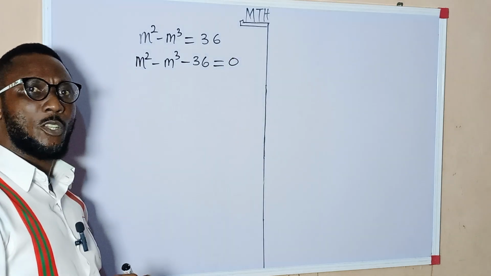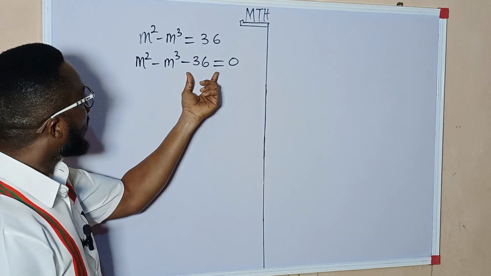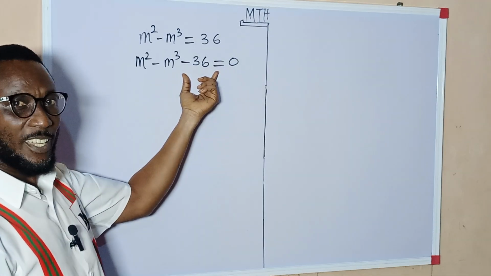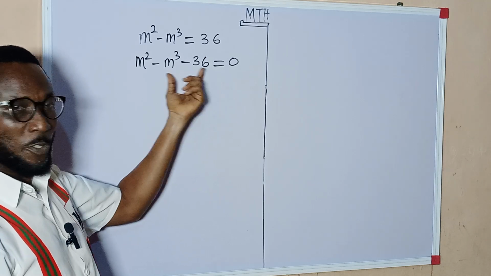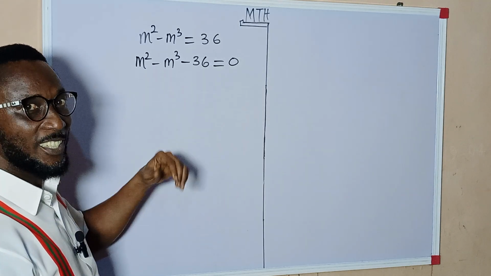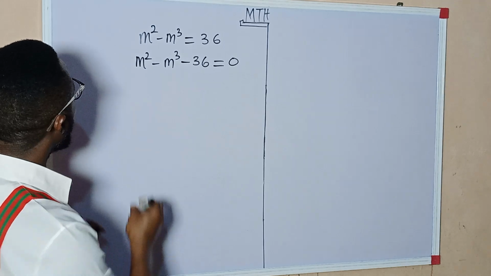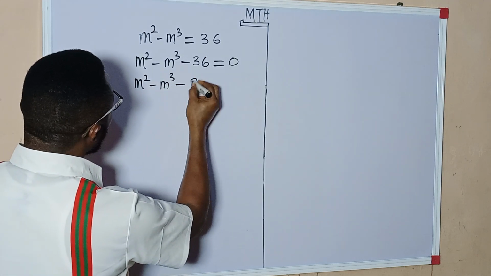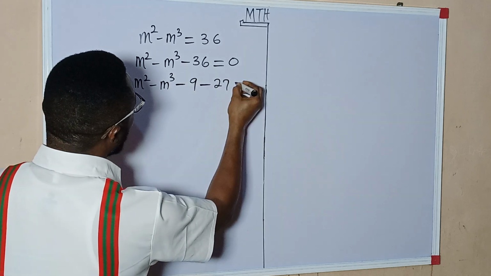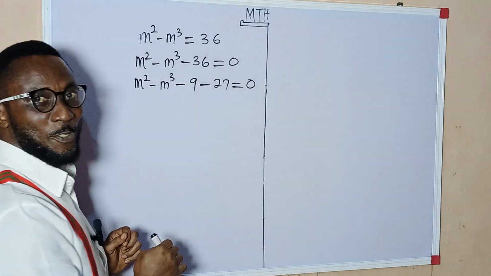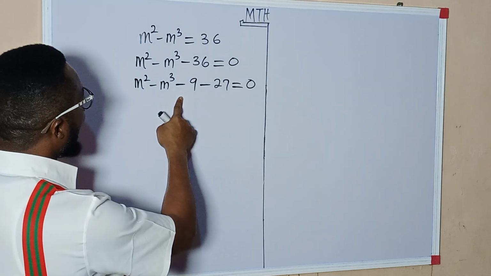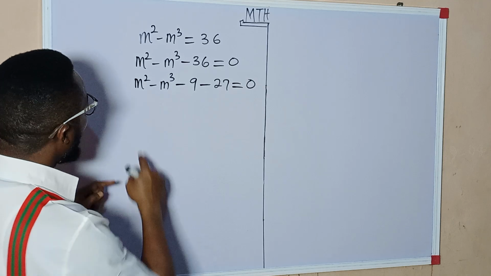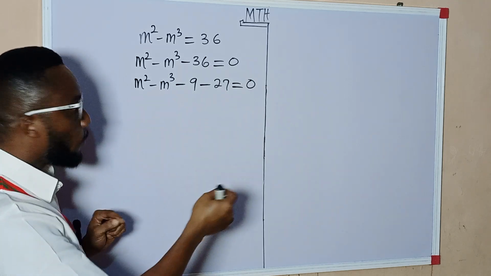Because of the peculiarity of this problem, I can actually split 36 into two numbers, one a square number and the other a perfect cube, such that it will fit perfectly to this problem. So we are going to write m squared minus m cubed minus 9 minus 27 equal to 0. You can see that if we add negative 9 and negative 27, we have negative 36. So you can begin to see the pattern unfolding.